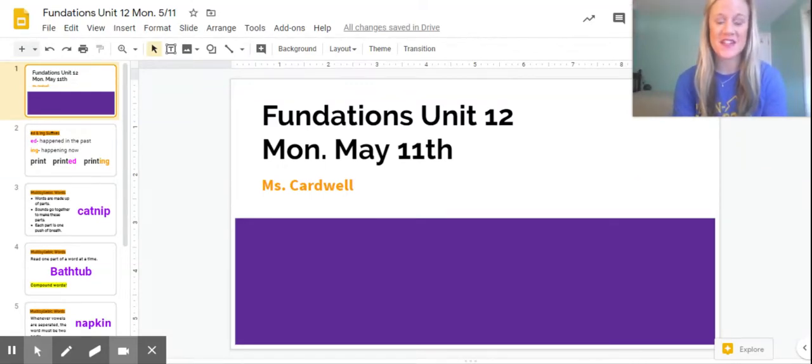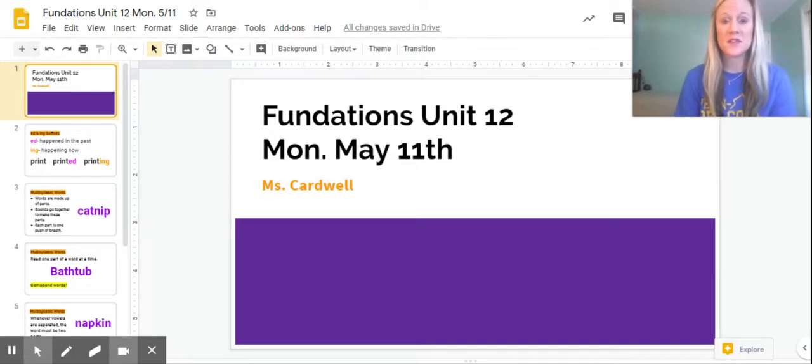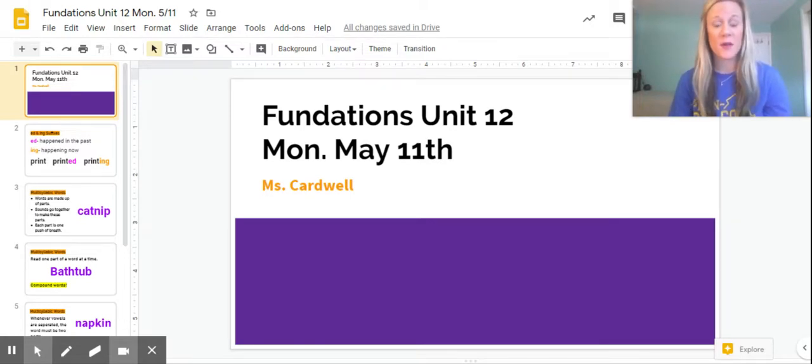We're going to be doing Fundations. We're going to be working on Unit 12, and today is Monday, May 11th. For our lesson today, we're going to be working on suffixes. We're going to review them, and then we're going to learn about multi-syllable words. That means when there's more than one syllable within the word, and I'll go into more detail about that. We'll practice marking them up, and we'll learn a quick little song at the end.